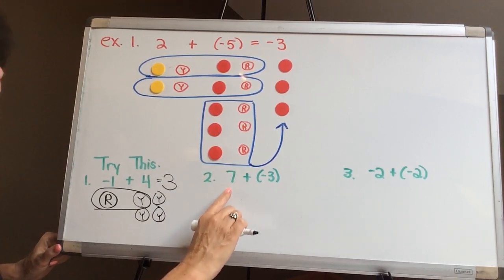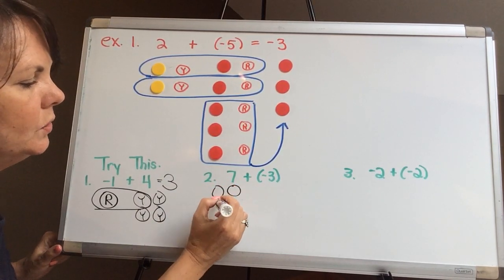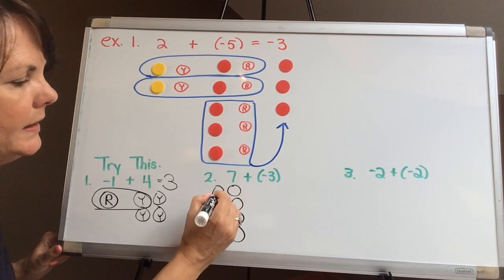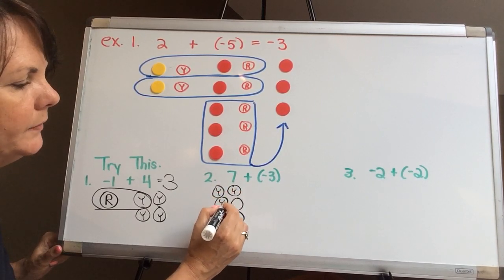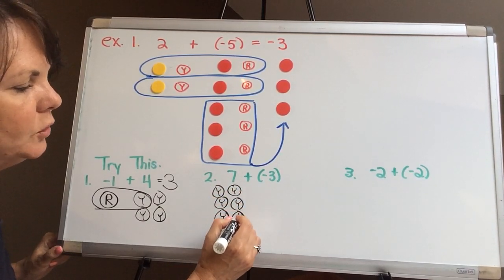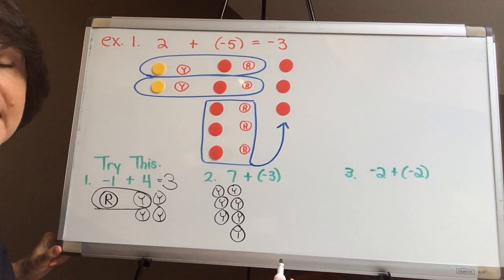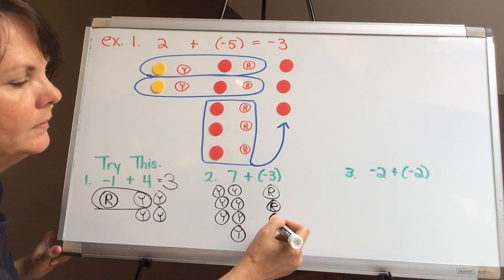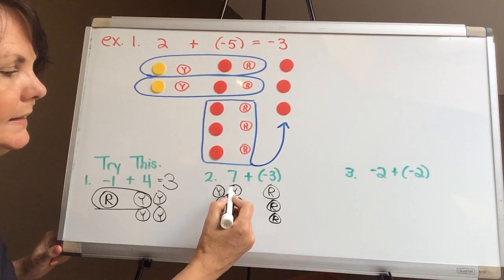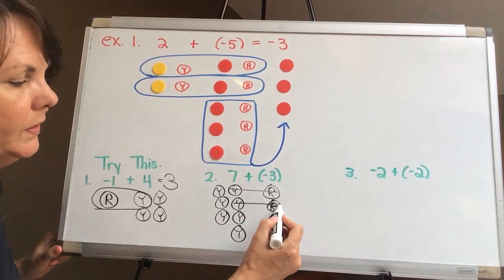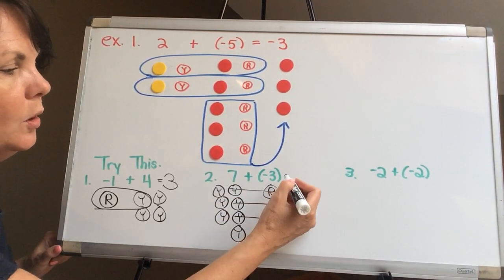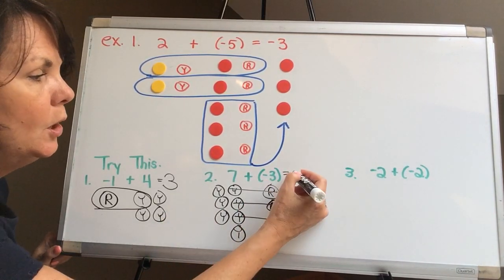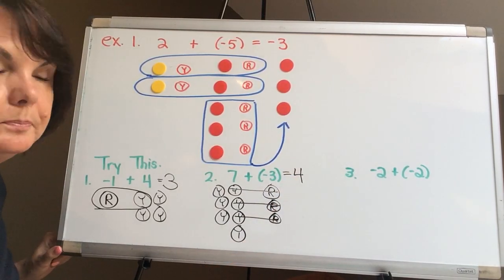Over here I have a +7, so 1, 2, 3, 4, 5, 6, 7, and these are going to be yellow because they're positive. So put a Y in each one. To that I'm going to add a -3. These are red. Now you can make a zero pair. They cancel, and they cancel. Well, what are you left with? 1, 2, 3, 4 yellows, or a +4.